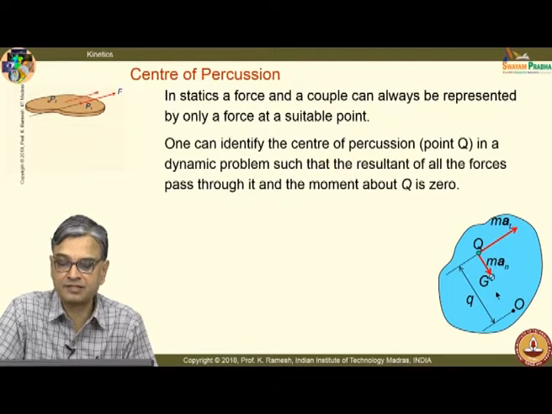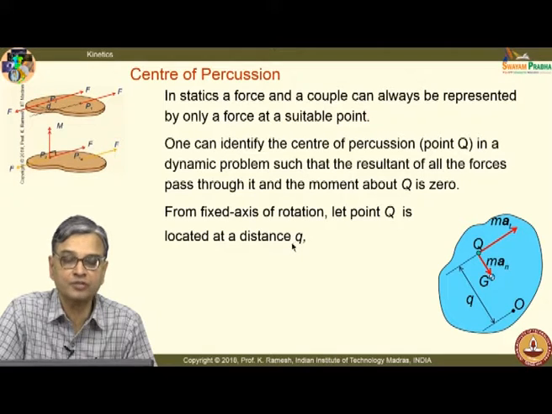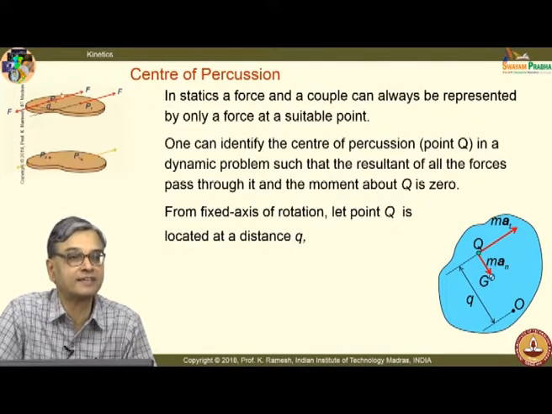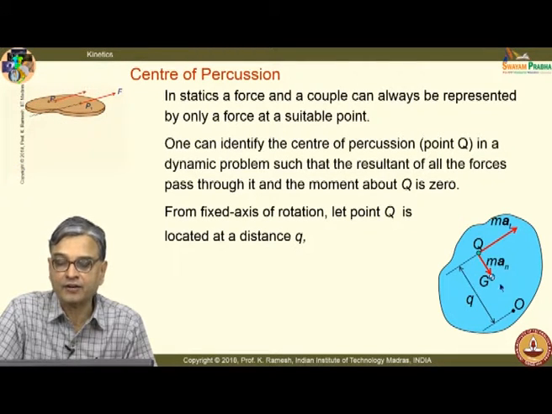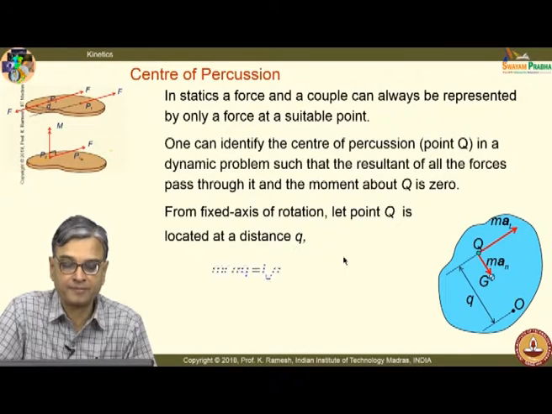And I have this distance as q. How do you find out the q? From a fixed axis of rotation, that point Q is located at distance q. This is very similar to the concept that you looked at in statics, fine. Reverse of it, there we replaced a force as a force and a couple. Here I have a rotation as well, and I make it only as a force, there is no rotation.